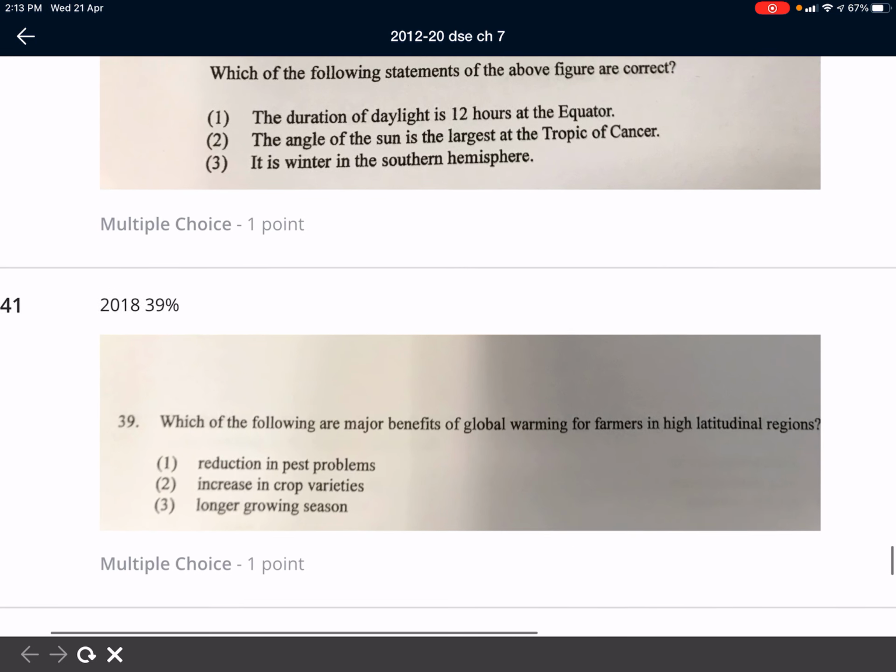Wow, this one is a bit difficult. Which of the following are the major benefits of global warming for farmers in the higher latitude regions?